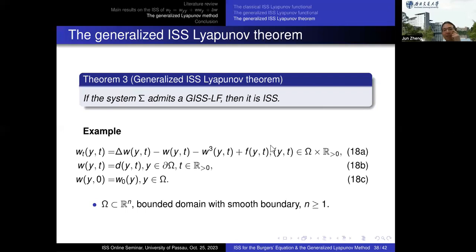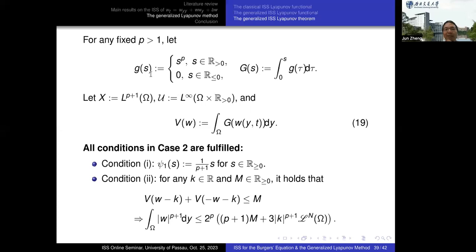In fact, based on the proof of ISS for the Burgers equation, we can define the g and capital G as before. And we consider the state space given by the L^(p+1) space, and this is the input set. We define V by using the capital G. This functional is a positive semi-definite functional. Then we can verify all conditions in case 2 are fulfilled.